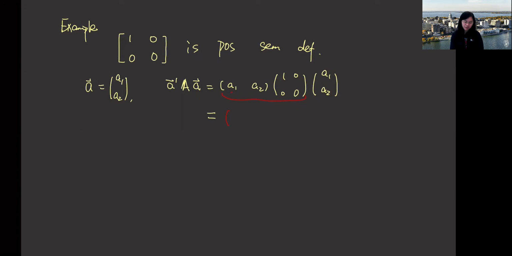and that equals, so we can first multiply these two together, and we get, the first row, first column will be A1, A2 times 1, 0, so that's A1. First row, second column is A1, A2 times 0, 0, that's 0. Then times A1, A2, and that becomes A1 squared. That is clearly always non-negative, whatever A1, A2 are.